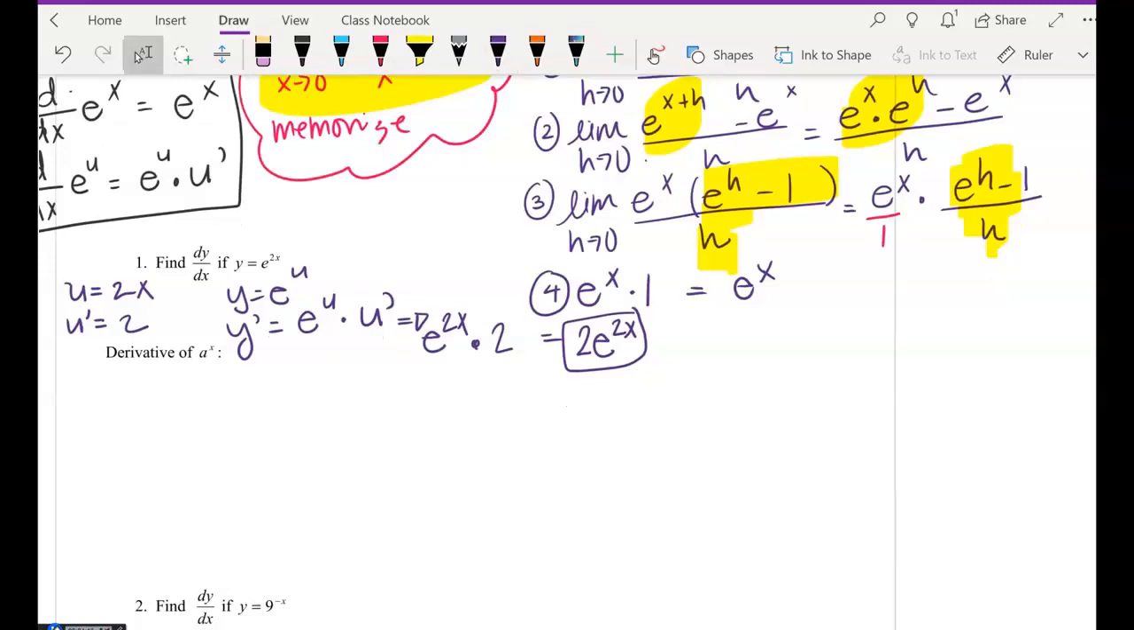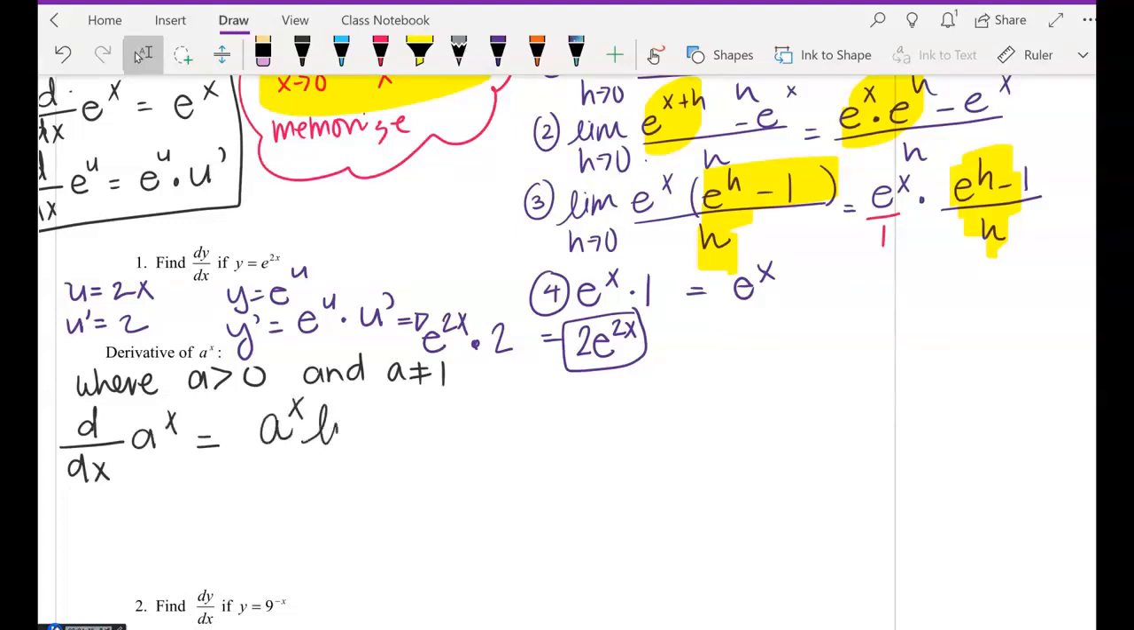The derivative of a to the x power, and let me give you what a is, where a must be greater than 0 and a cannot be 1, because 1 to anything is 1, so that's not very exciting. So what's the rule? The rule is d over dx of a to the x equals a to the x times natural log of a, if that's starting out as x right away.